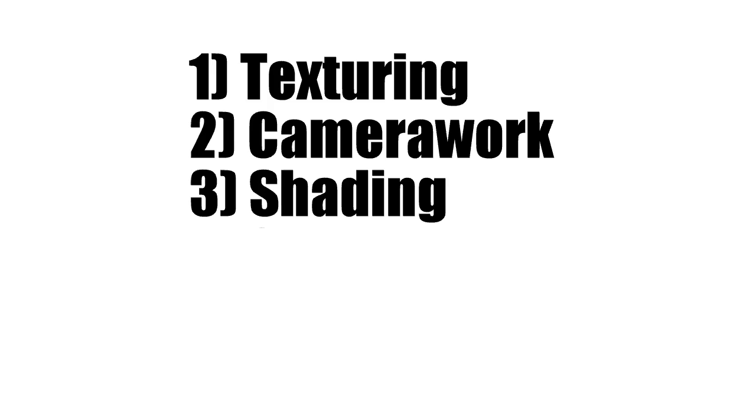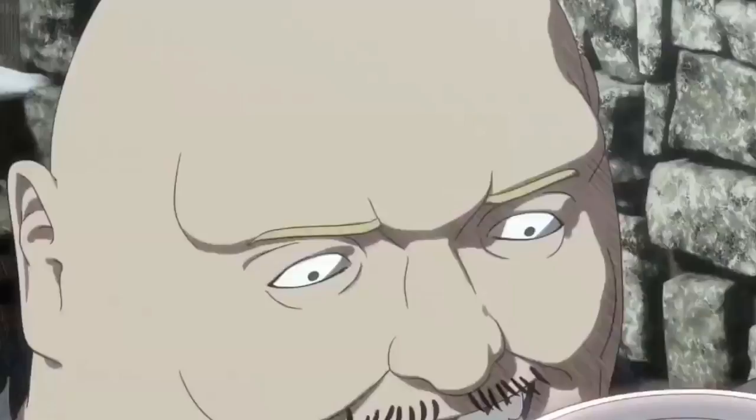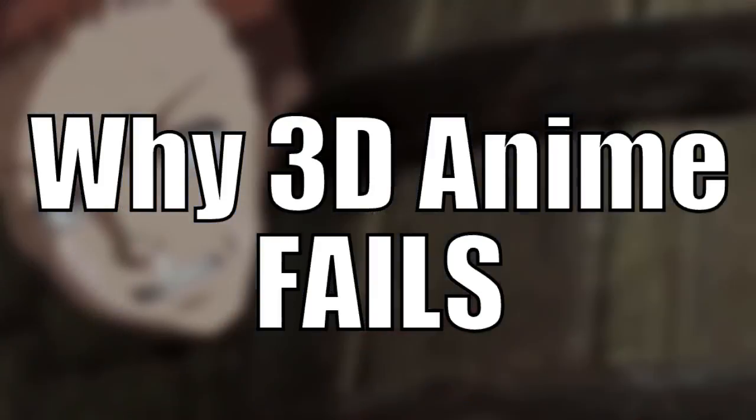I think it comes down to 5 main aspects of CG anime: texturing, camera work, shading, stylization, and keyframing. Over the next 5 videos, we're going to do a deep dive on each one of these points and attempt to get to the bottom of why 3D anime fails.